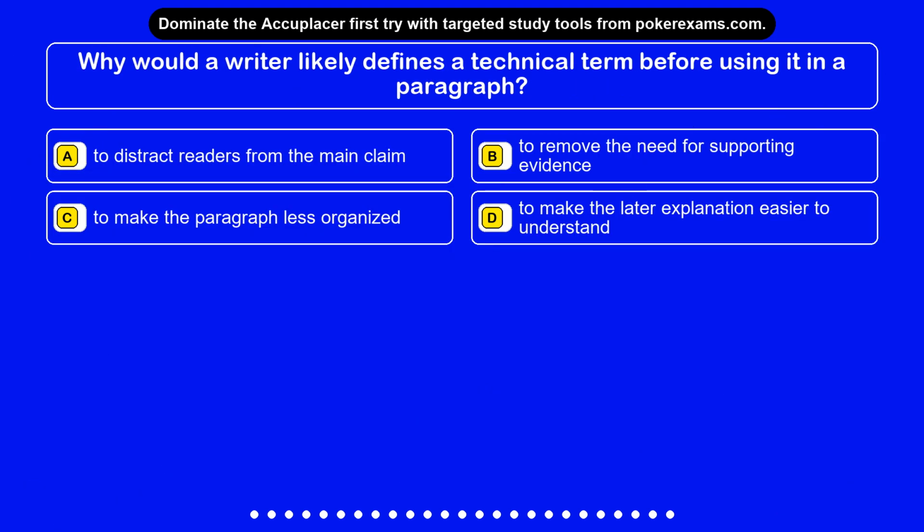Question 16. Why would a writer likely define a technical term before using it in a paragraph? Option A, to distract readers from the main claim. Option B, to remove the need for supporting evidence. Option C, to make the paragraph less organized. Option D, to make the later explanation easier to understand.